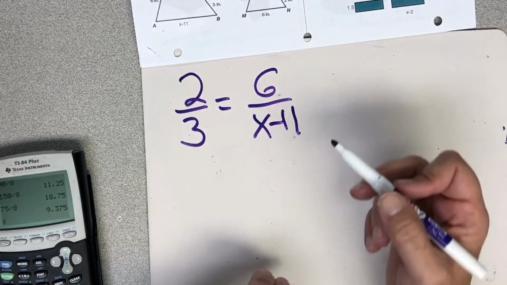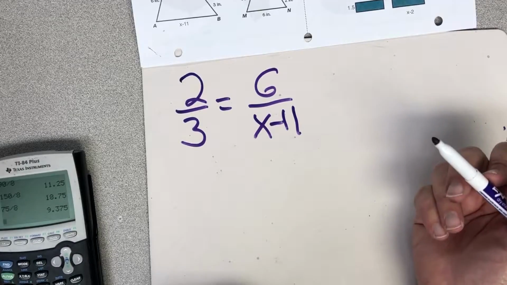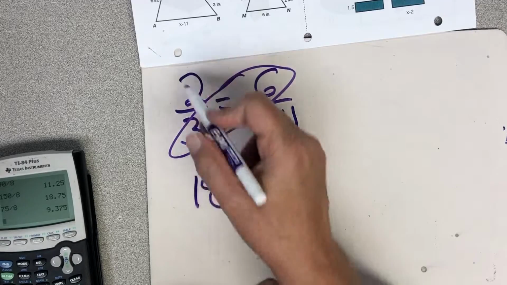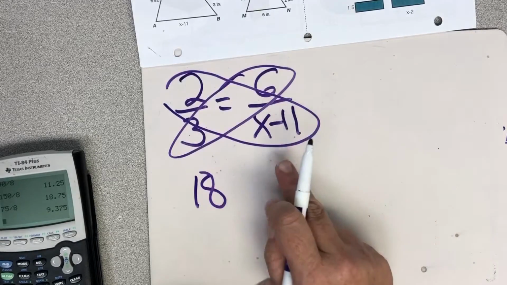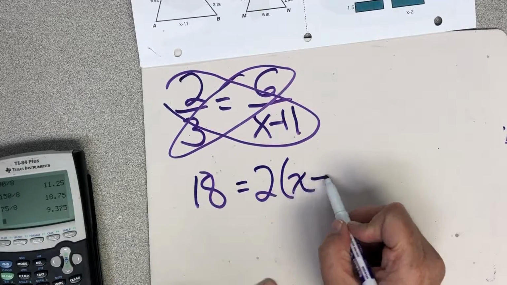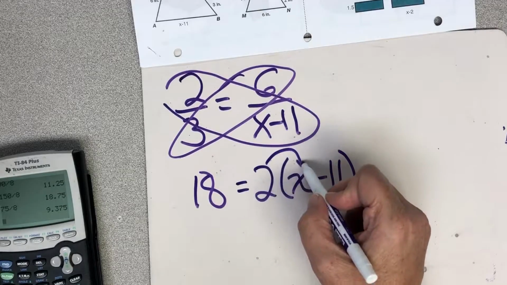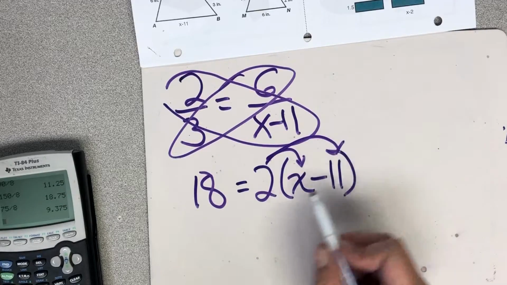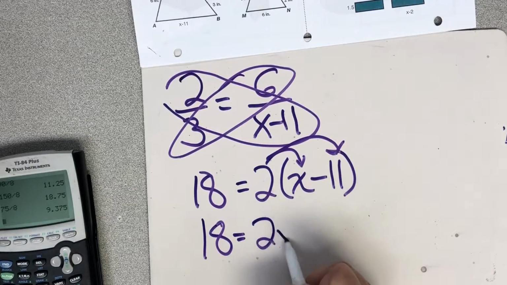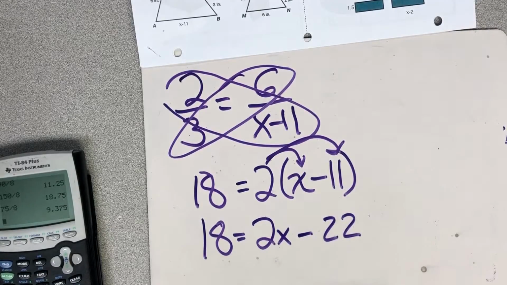Again, there are several ways to do this. I'm sticking with the second over first idea so that it's kind of the same each time for you. 6 times 3 gets me 18. 2 times this denominator, x minus 11, means I have to use parentheses because I want 2 times the entire denominator. And I'm going to have to distribute that 2 so it multiplies by both elements. So that means 18 equals 2 times x, which is 2x, 2 times negative 11, negative 22.